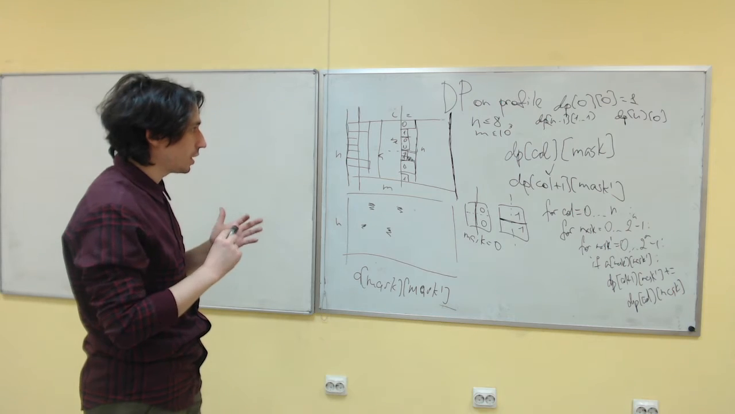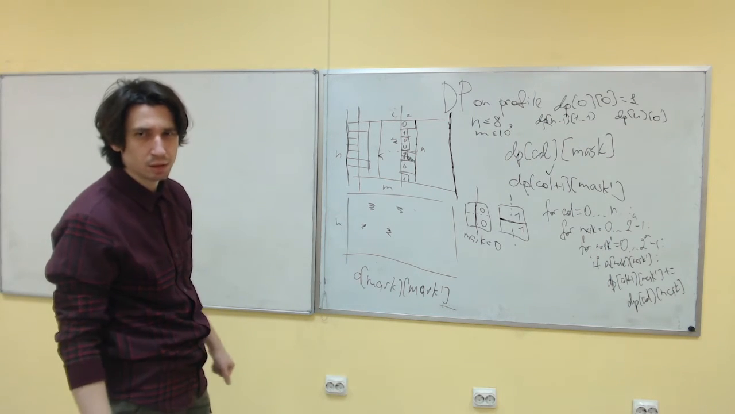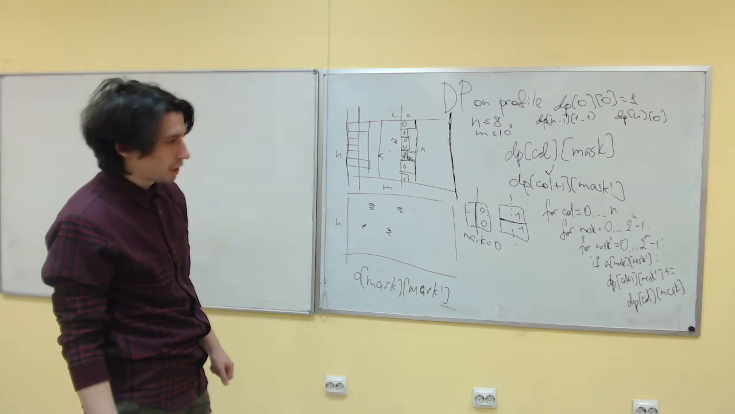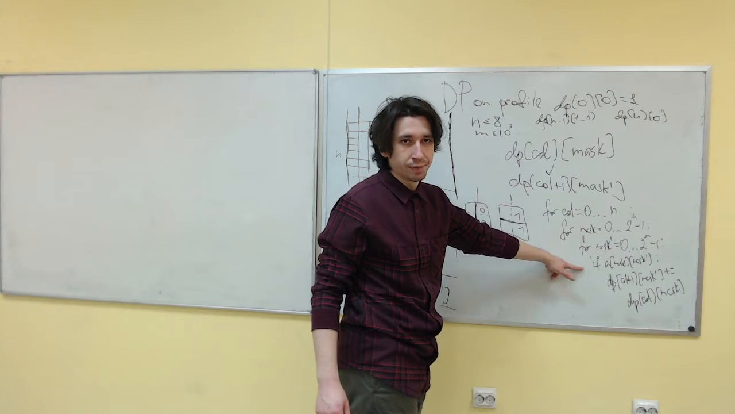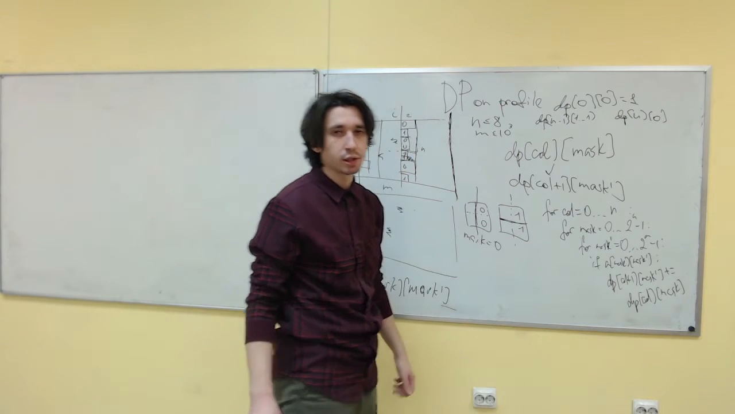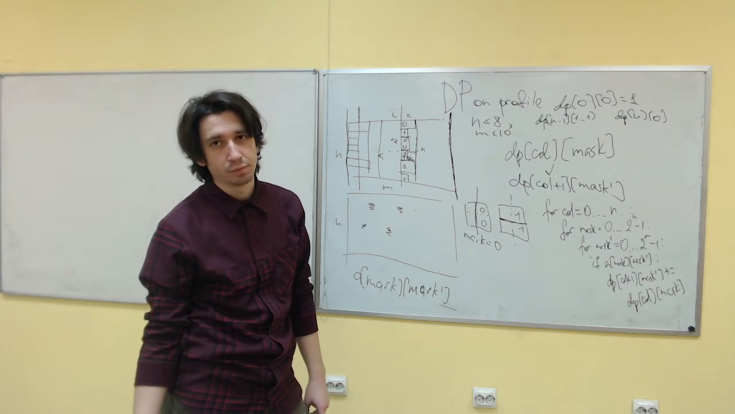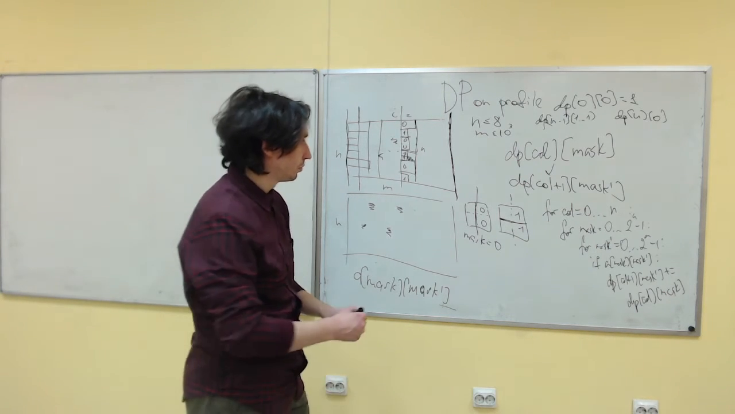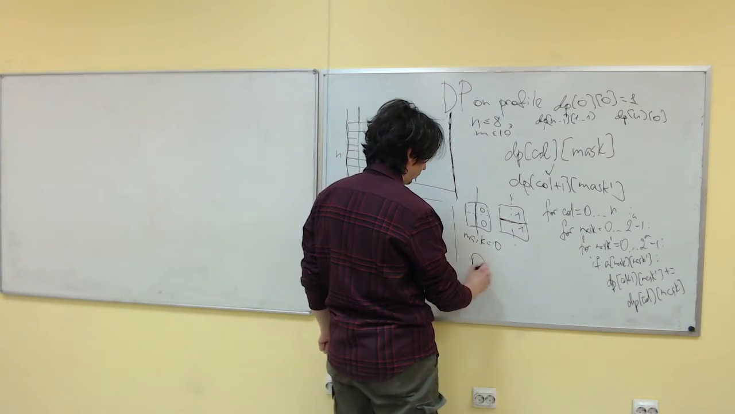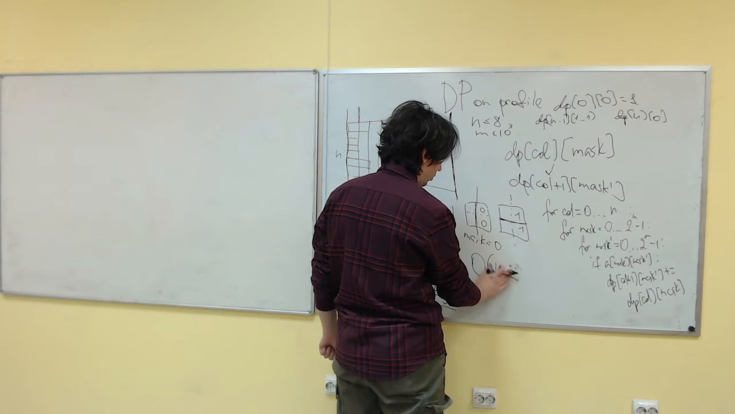So this is how we calculate. Can you tell me the approximate complexity of this thing? If we can do the check in constant time, so this check works in O(1). Oh, it should be n multiplied by 2 to the power of n. Well, 4 to the power of n. Yeah, 4 to the power of n.